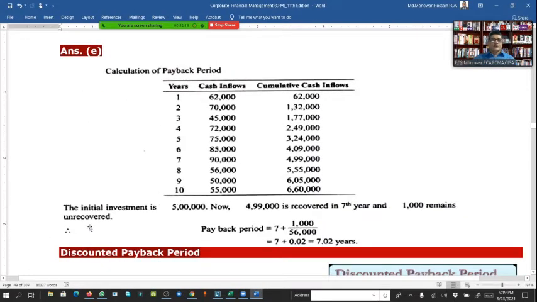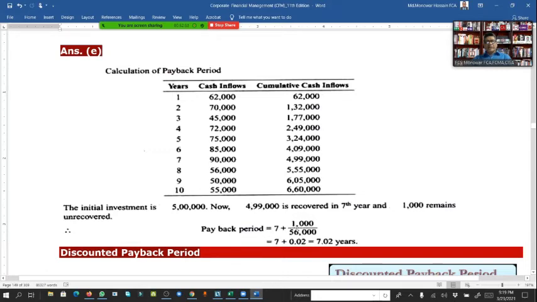Look, here the initial investment is 5 lakh. Now 4,99,000 is received in 7 years. So look here, this 5 lakh, where we can see in year 7, 4,99,000 is recovered, and only 1,000 remains. So we can say that year 7 is the payback period, but we have to add a proportion of the next year, a few months also. So 7 is the base. In the 7, 1,000 remains unrecovered.